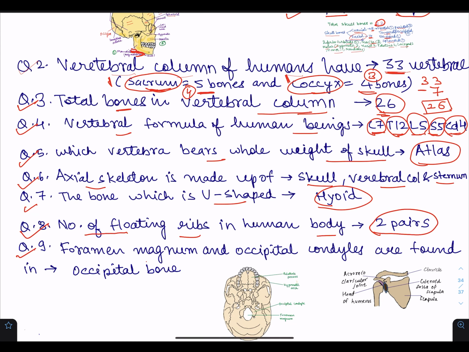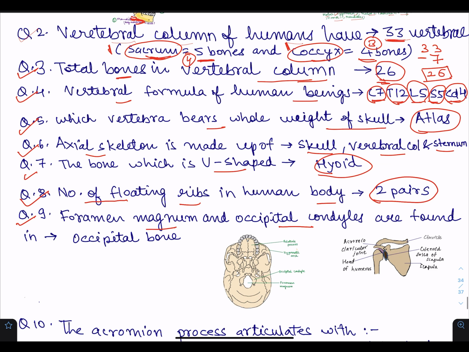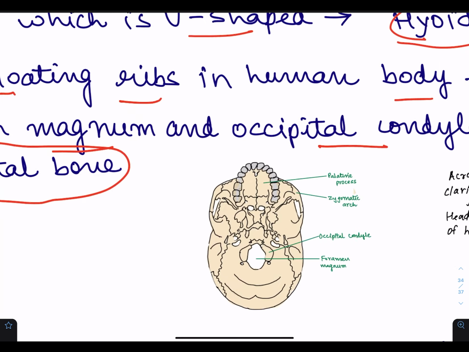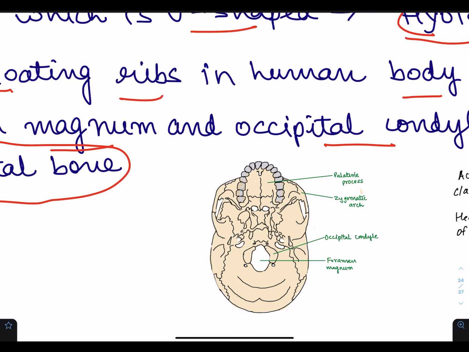Then the foramen magnum and occipital condyles are found in. The answer is occipital bone, and where they are found, I have given you this diagram over here. This is the view of the skull seen from inside, where you can see these teeth and all. This is the occipital bone, and this is the foramen magnum. The foramen magnum, and these are the occipital condyles. So just to show you, I have given this diagram.